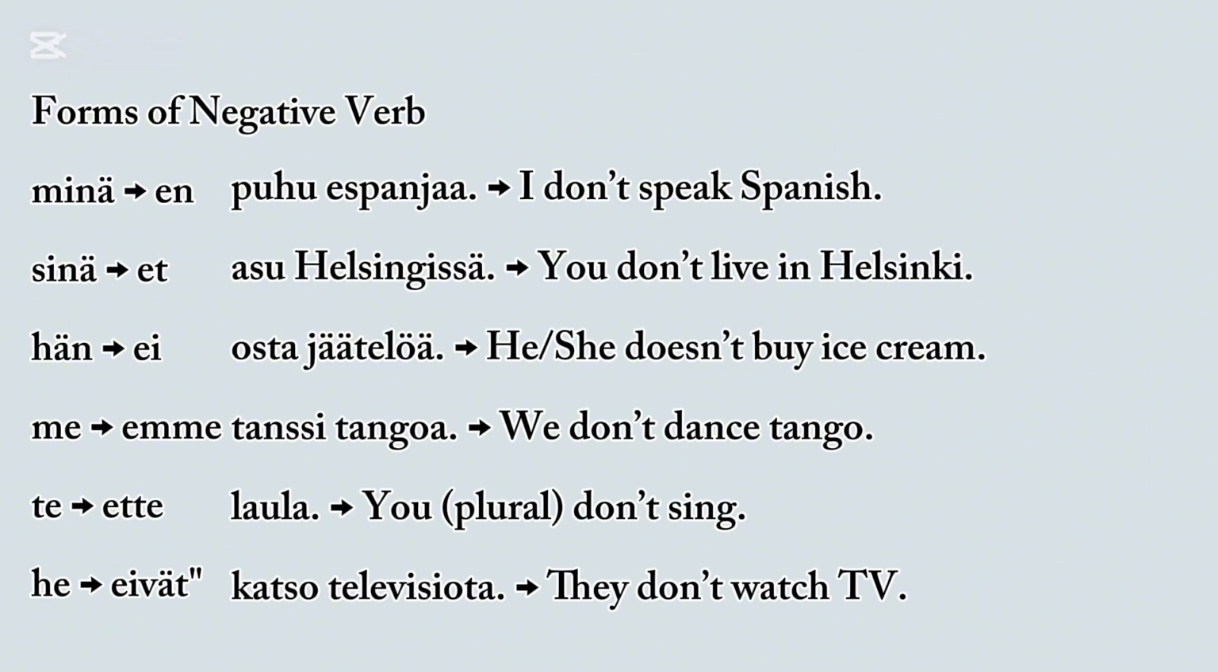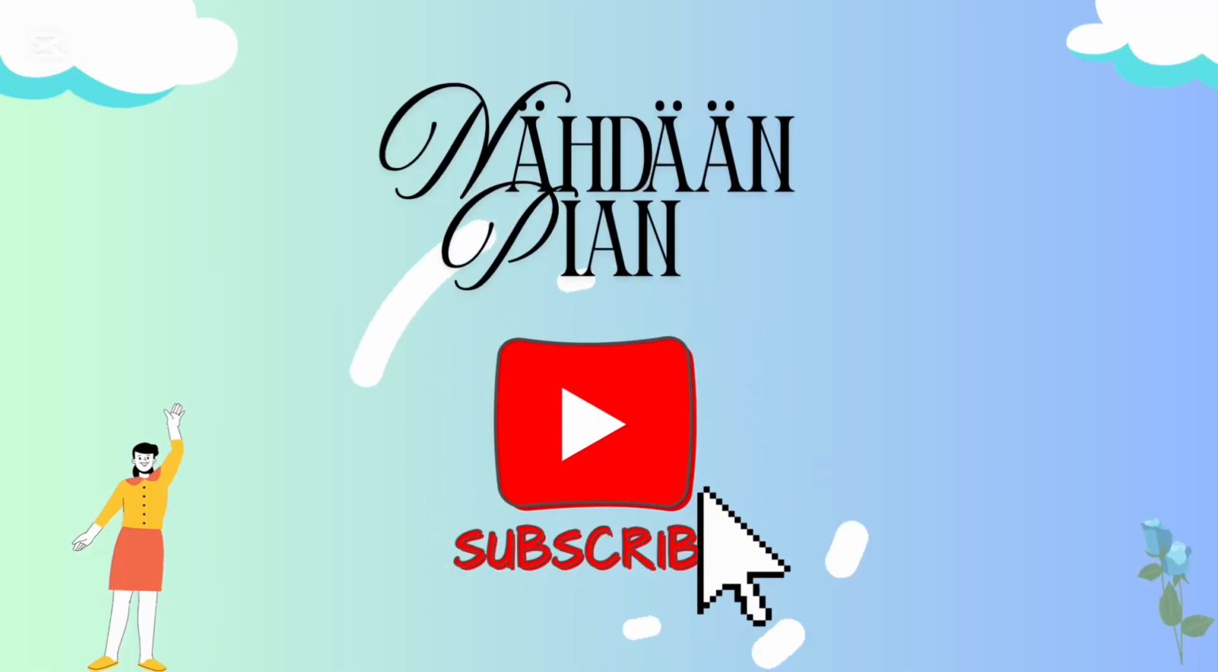And that's how you make negative sentences in Finnish. Easy, right? Just remember: negative verbs, and the main verb is in the basic form.